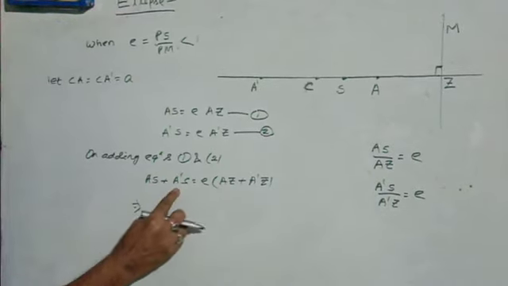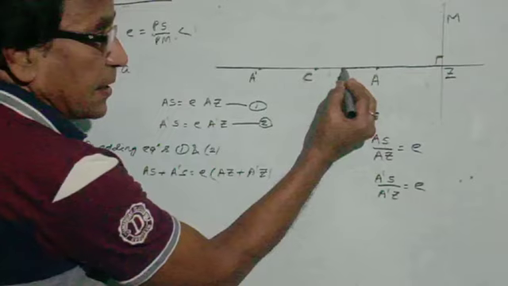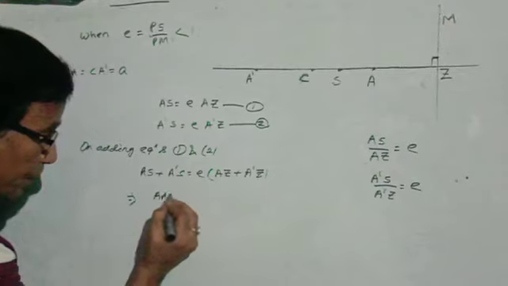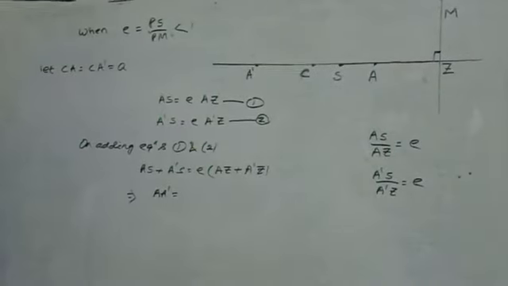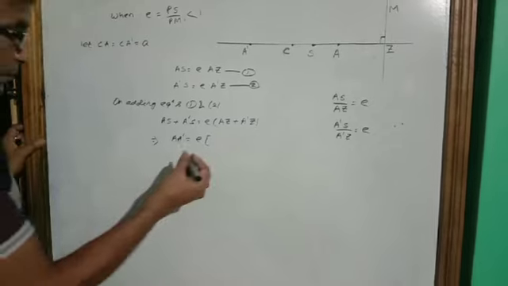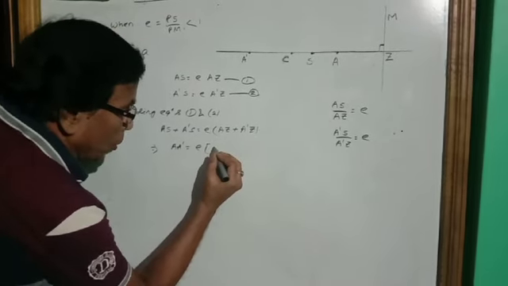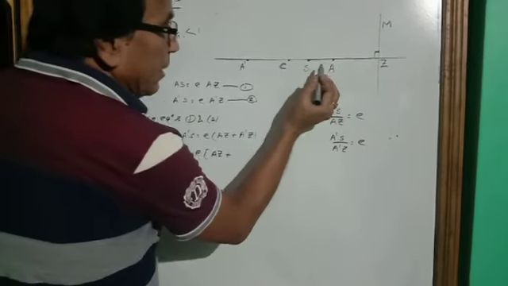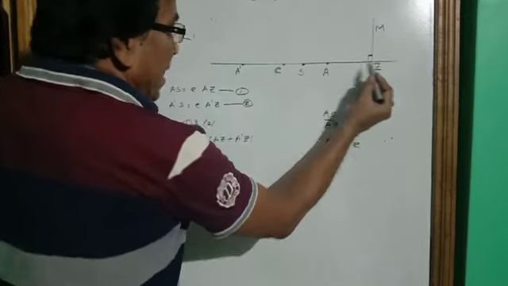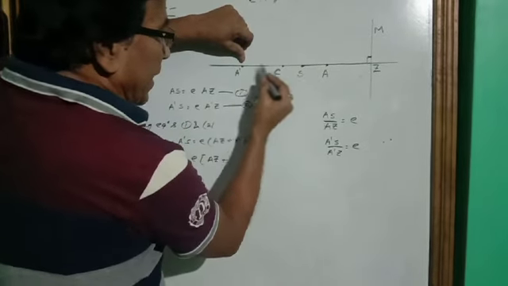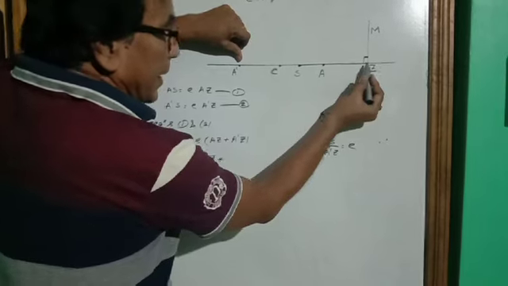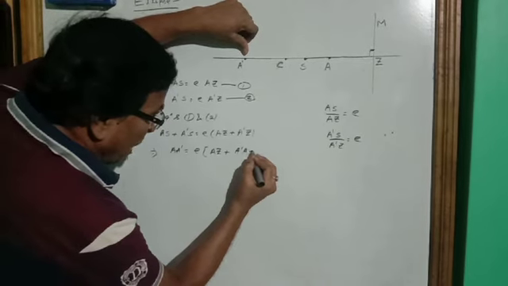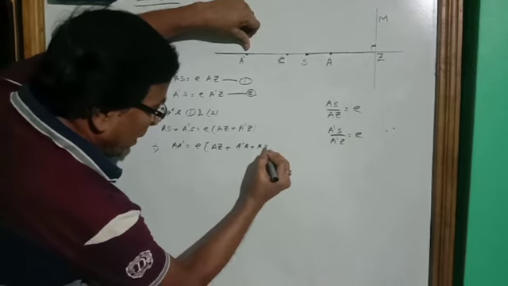Now here you see AS plus A dash S is equal to A A dash. And so here e into AZ plus A dash Z. Here you see A dash Z is equal to A dash A plus AZ. So A dash Z is equal to A dash A plus AZ.